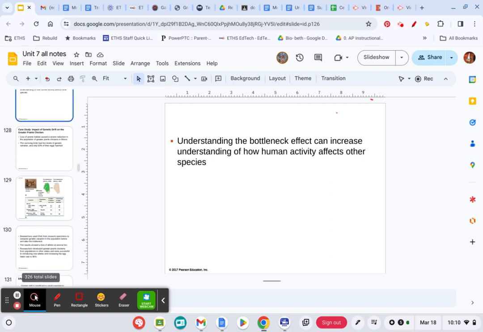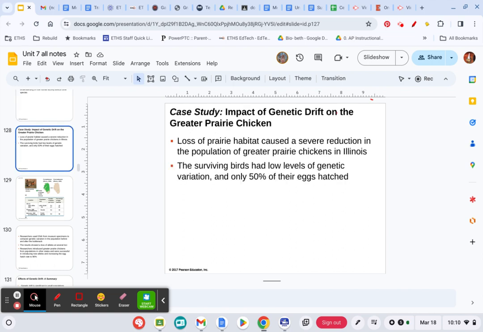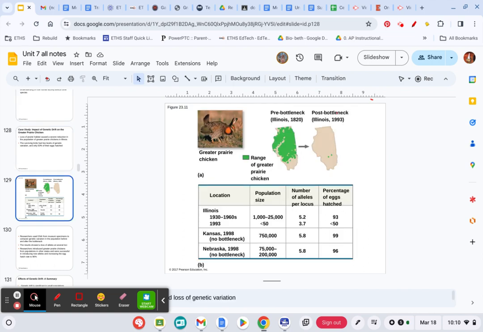So this is important when we start talking about humans and how humans have influenced the environment. And we have this kind of goofy looking bird here. Can't really see it on this. It kind of looks like a pheasant. It's called the greater prairie chicken. Let's just call it a chicken. It doesn't look like a domesticated chicken at all, but I don't want to say greater prairie chicken every time.